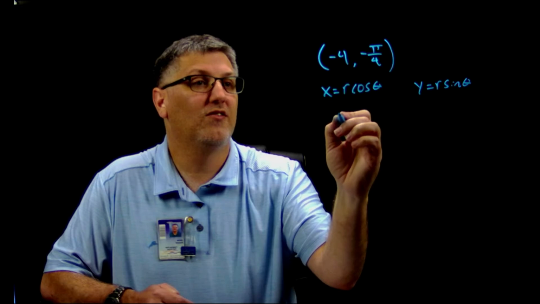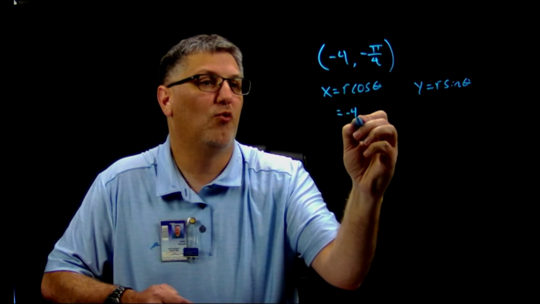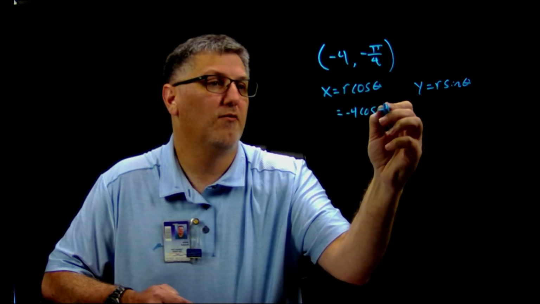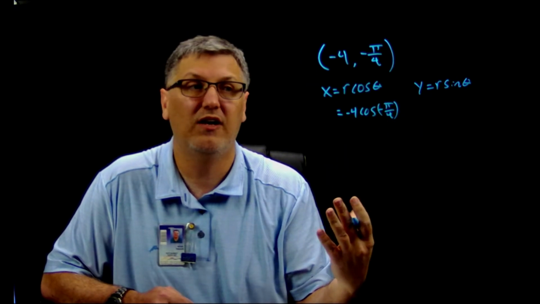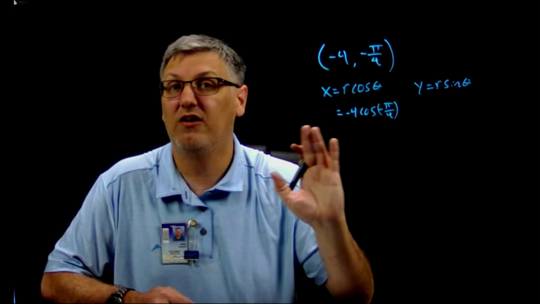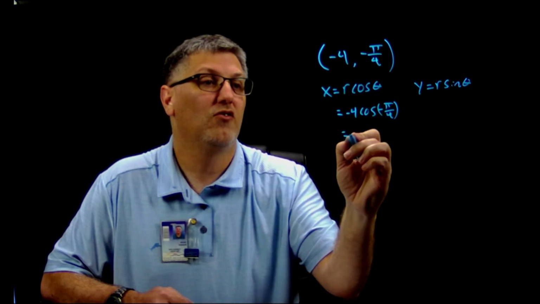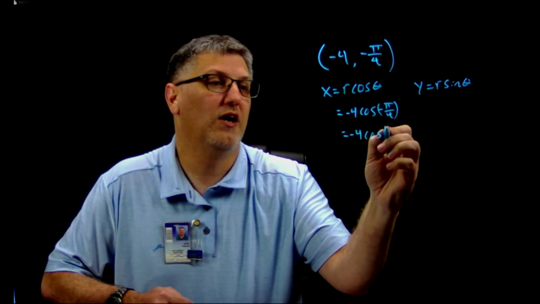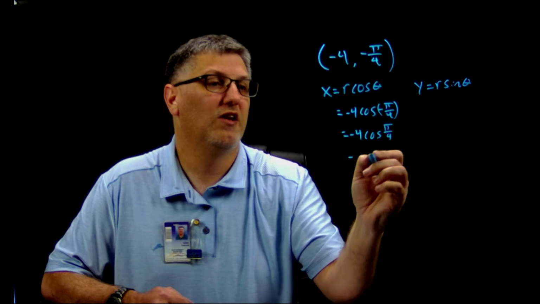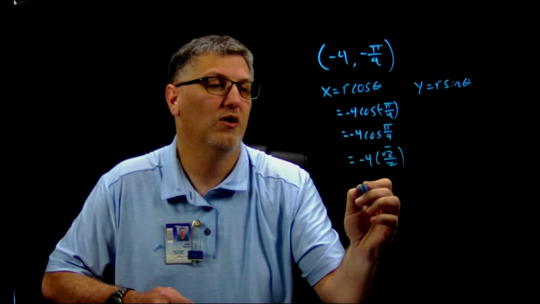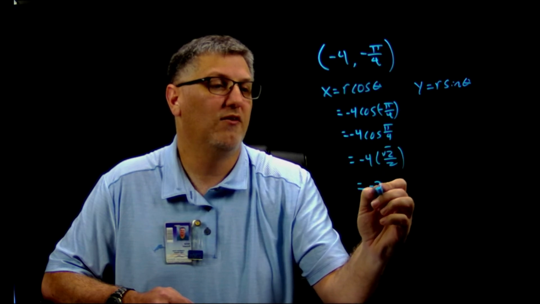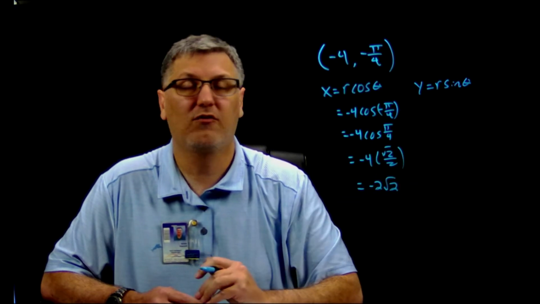So I want to plug this in, and I'm going to get -4 cosine of negative pi over 4. Well, cosine's an even function, so I can use the even-odd identity, and I know that the negative sign doesn't matter. It goes away. So I've got -4 cosine of pi over 4, which then on the unit circle is -4 times the square root of 2 over 2. Which gives me -2 square root of 2. And there's my x value.